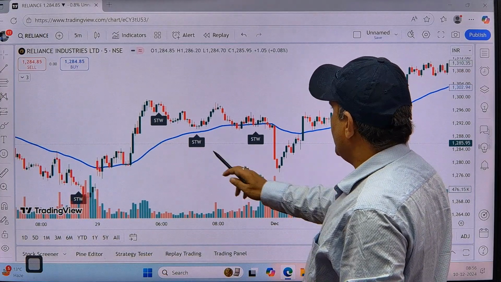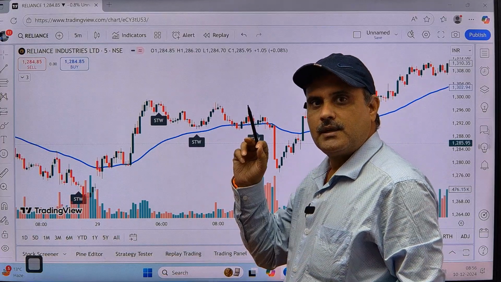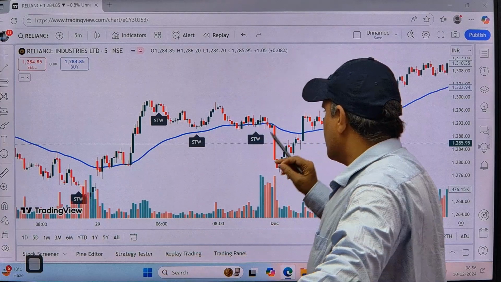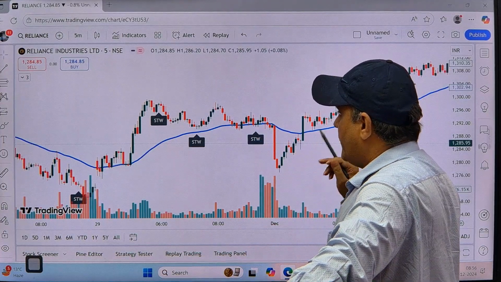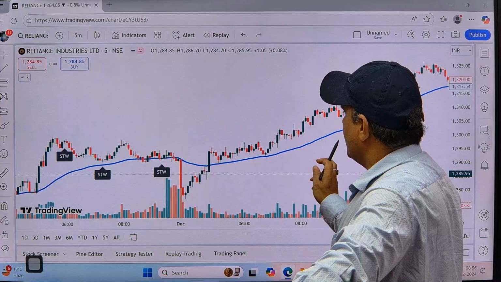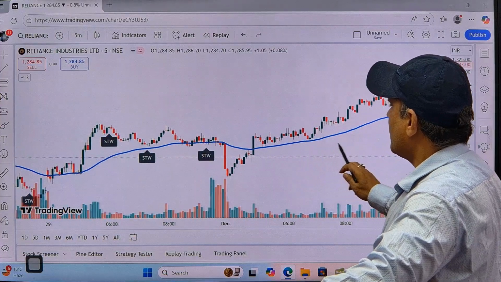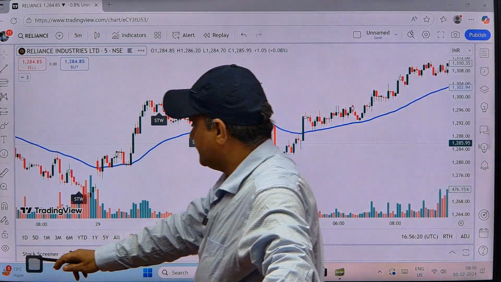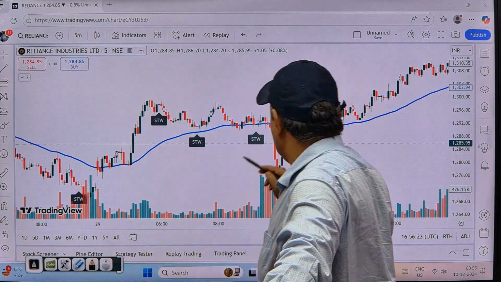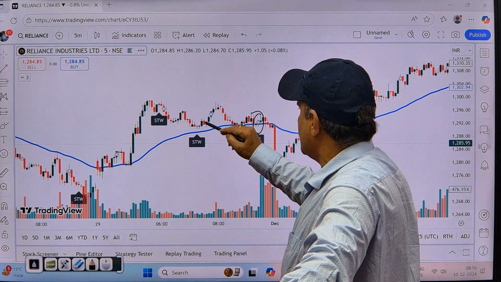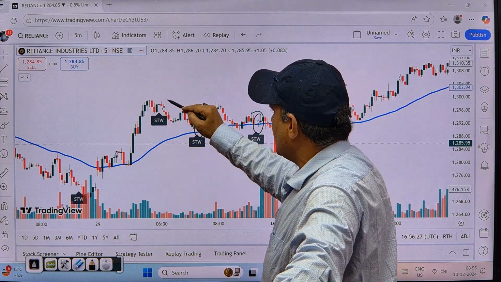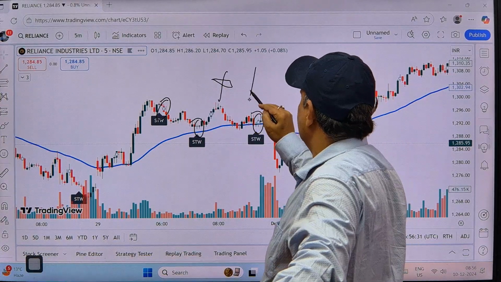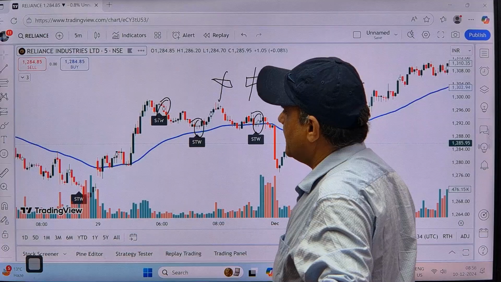Now what you have seen, STW means spinning top white. White means green normally. This is the spinning top white. How are we going to trade? There are so many spinning tops. If you see, this is the spinning top. This is the spinning top. Spinning top means this type of candle. This is the spinning top.